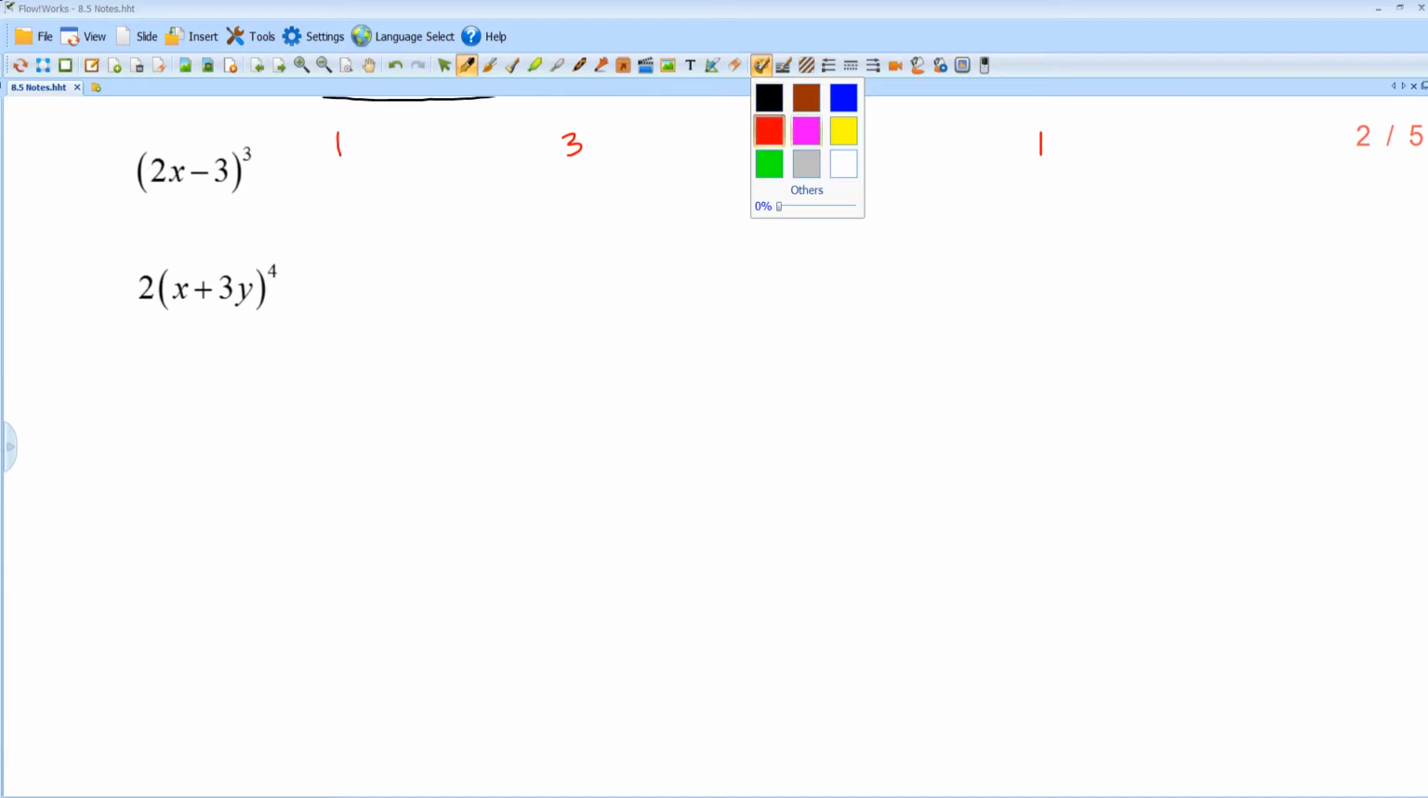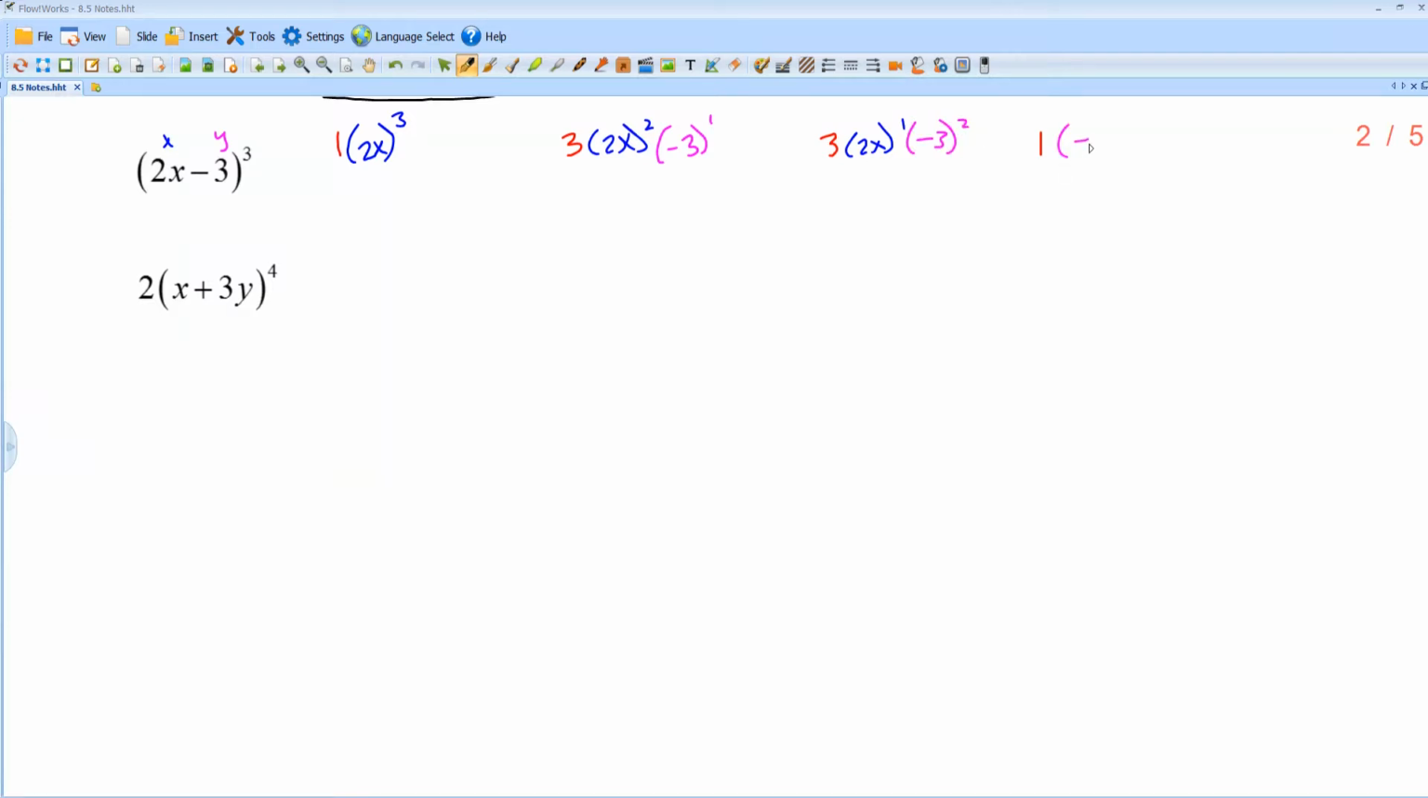Those are our binomial coefficients. Now in blue, here, 2x is being used for the quote unquote x. So this is 2x to the third, 2x to the second, 2x to the first, and no 2x. And then in pink, negative 3 is being used for y. So this is negative 3 to the 0, negative 3 to the first, negative 3 to the second, and negative 3 cubed.